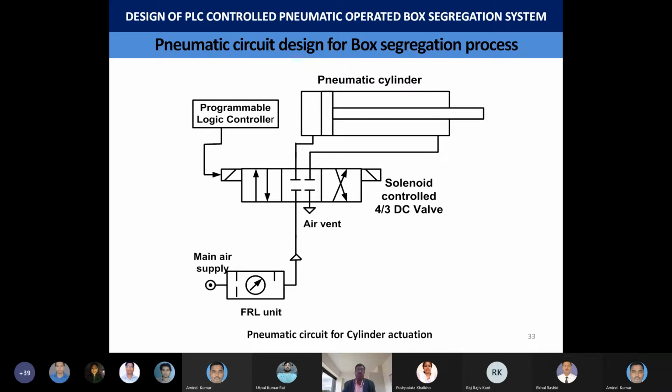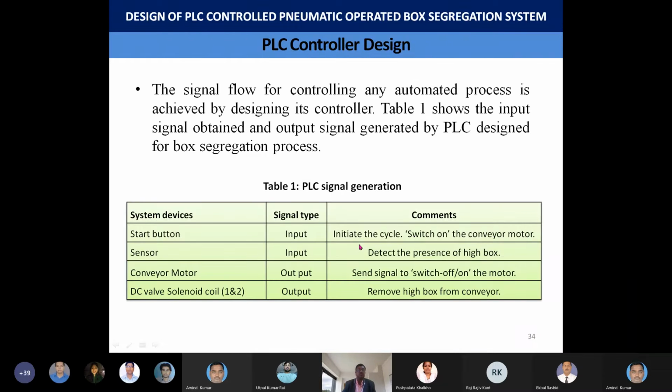The entire system is represented in the circuit diagram. This is a 4/3 DC valve. This is the FRL unit, filter, regulator and lubricator, to supply the pneumatic air into the system. Here we have the programmable logic controller, which is connected to solenoids, one for extending and another for retracting. The signal flow for controlling any automated process is achieved by designing its controller.